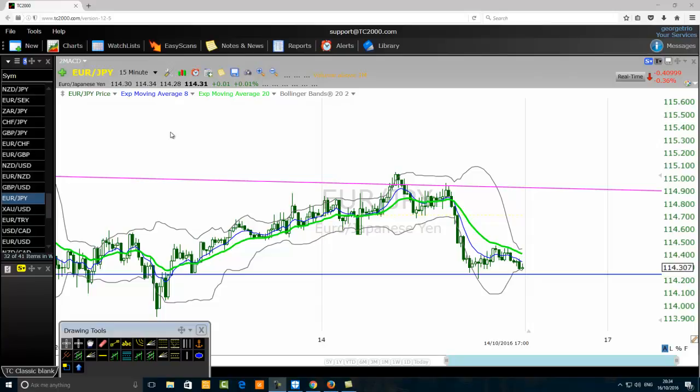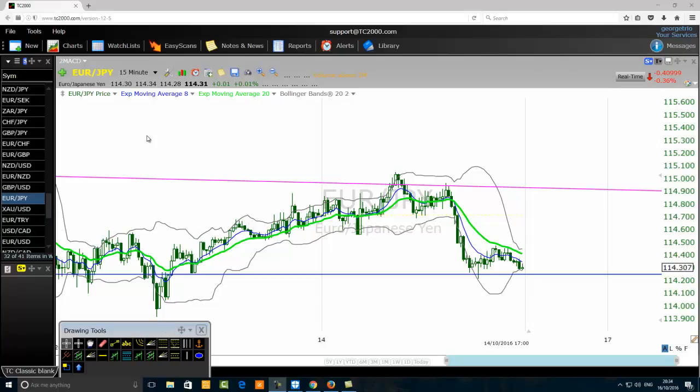objective of this free scalping trading system is to get maximum 10 pips out of each trade, like high frequency traders. The technical indicators that we want to use are the Bollinger Band 20 volatility 2, and the moving averages, the exponential moving average 8 and the exponential moving average 20.